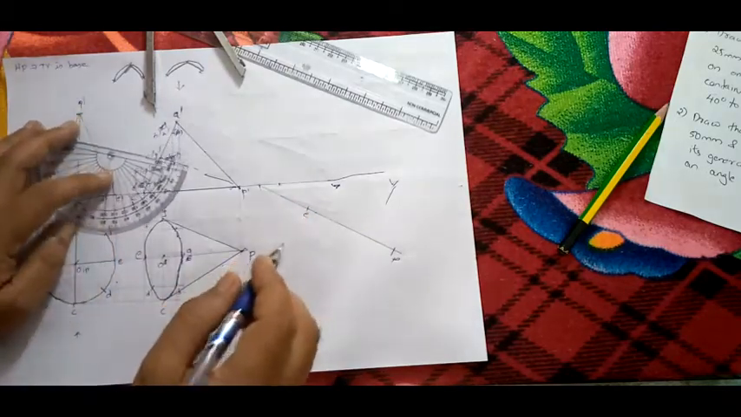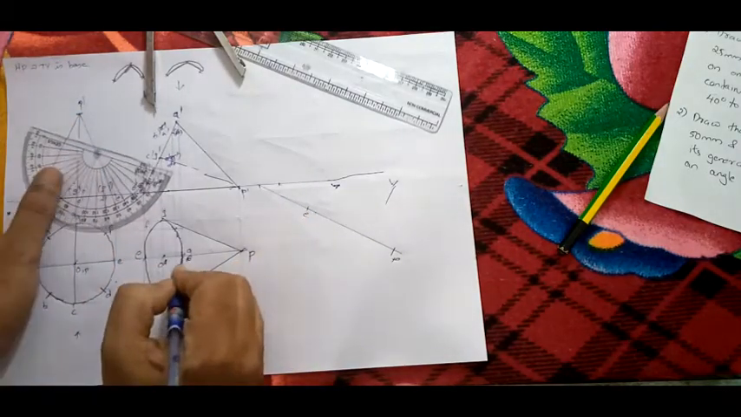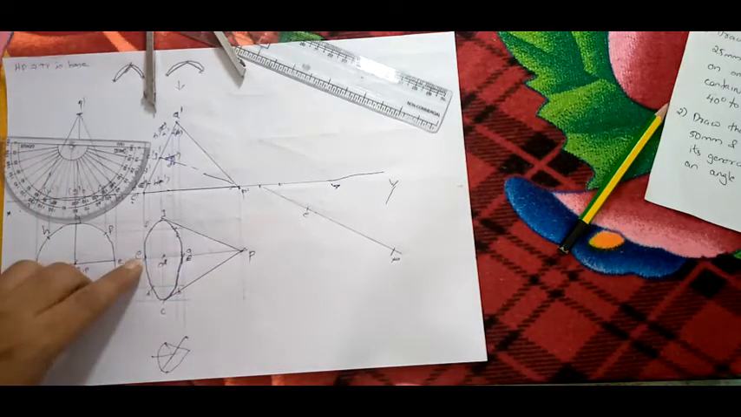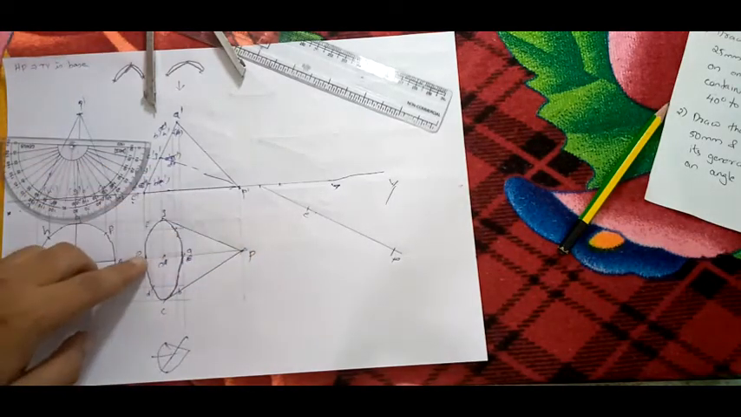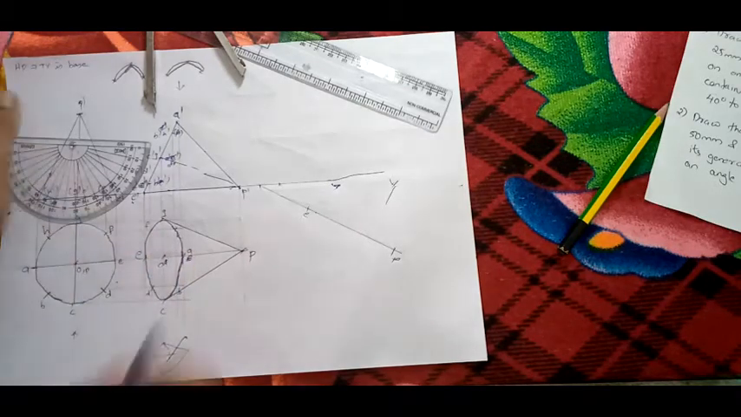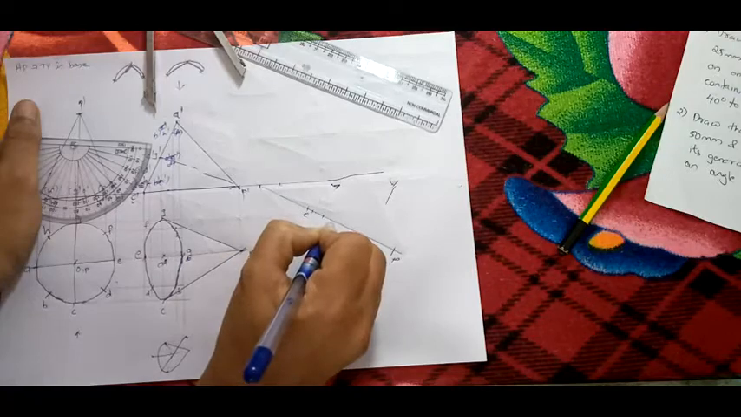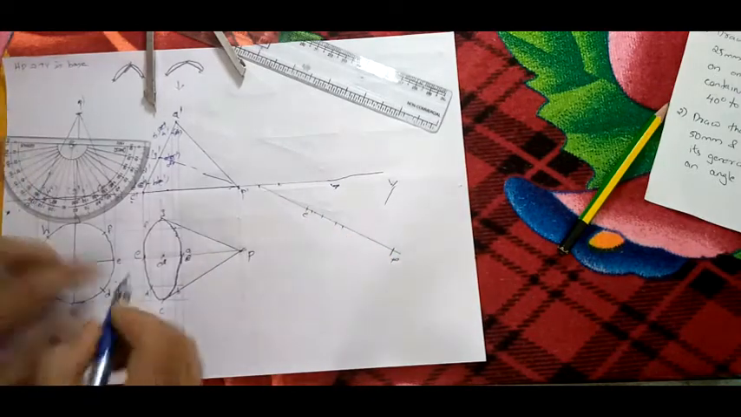Now what you are going to do is you have to reproduce this, right? For reproducing this, very easy. On this line find 1 2 3 4 5 points. These 5 points I have marked.